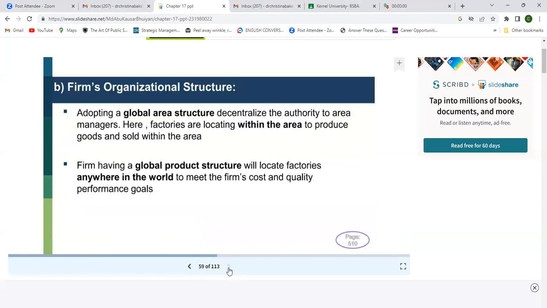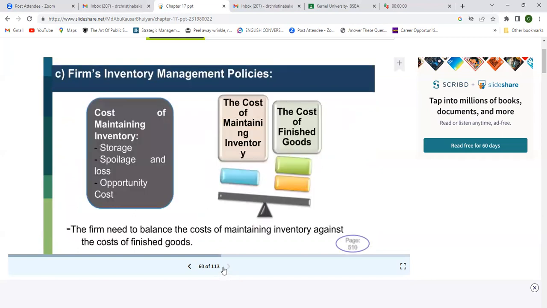Adopting a global area structure means decentralized authority to the area managers. Here, factories are located within the area to produce goods sold within the area. Firms having a global product structure will locate factories anywhere in the world to meet the firm's cost and quality performance goals. Inventory costs include the cost of maintaining inventory, storage, spillage, loss, and opportunity cost. The firm needs a balance, reducing the cost of maintaining inventory against the needs for finished goods.